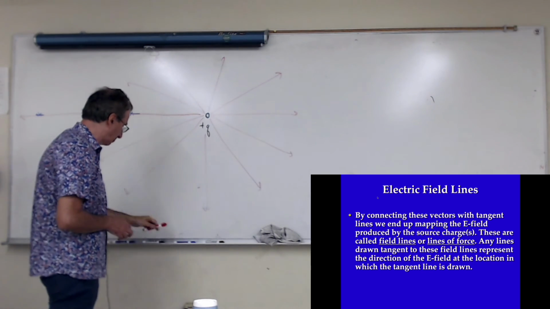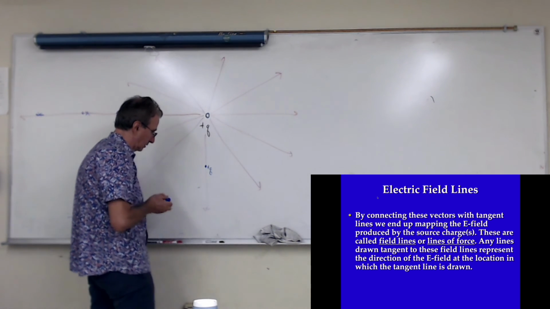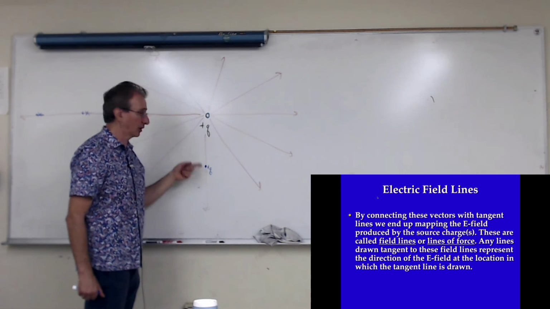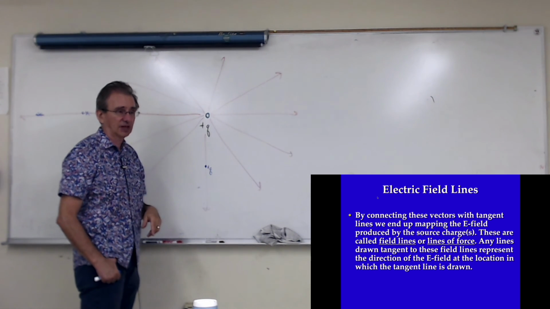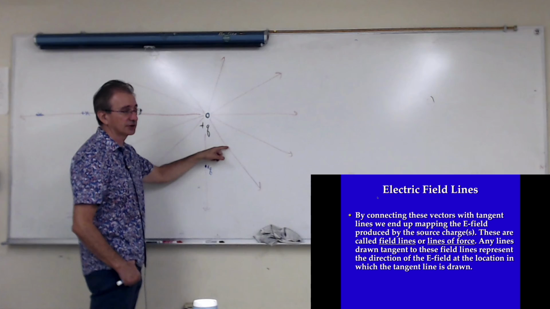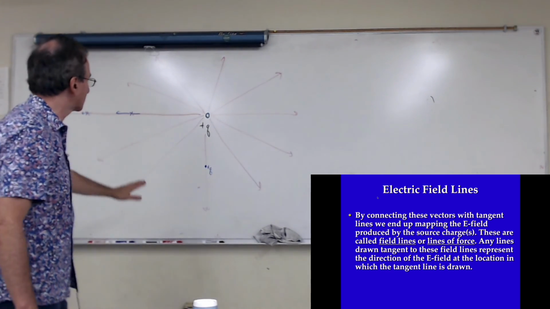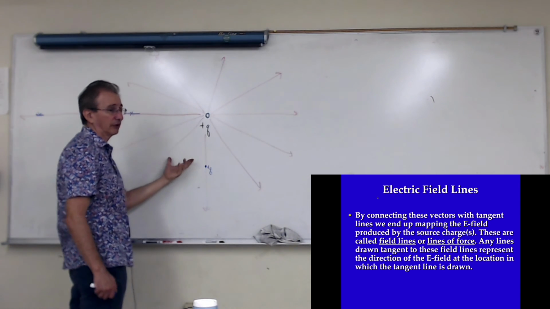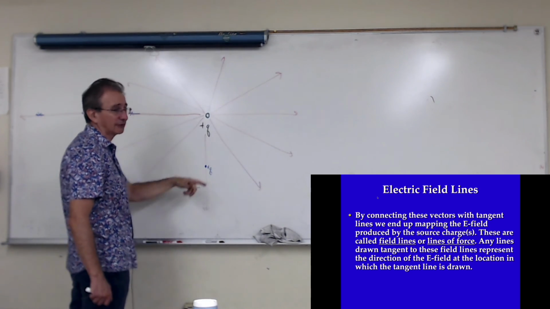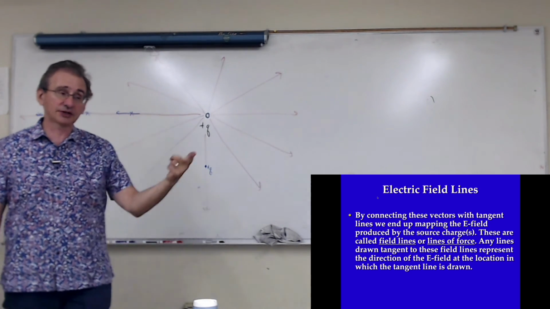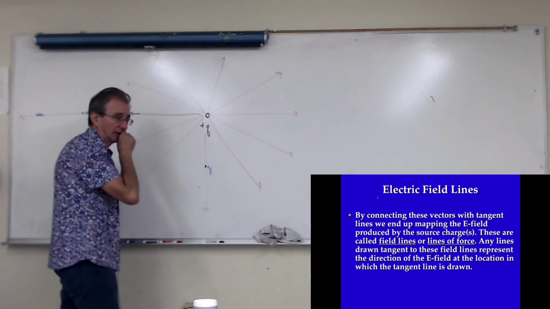So what that means is if I put a positive test charge here, that positive test charge is going to move along that line. That's why they're called lines of force, because if I put a positive test charge on any one of these lines, it's going to move in the direction of that line. So what I'm doing is abstractly mapping out what the field is. Any positive charge I put on one of these field lines is going to move along that line in the direction of the field. So these are the field lines produced by a positive charge.